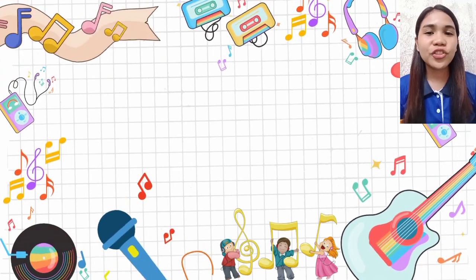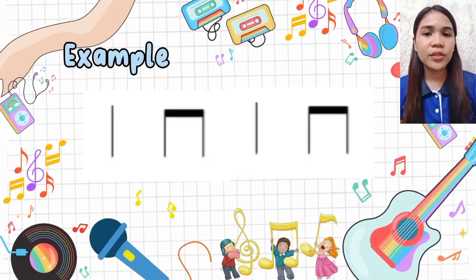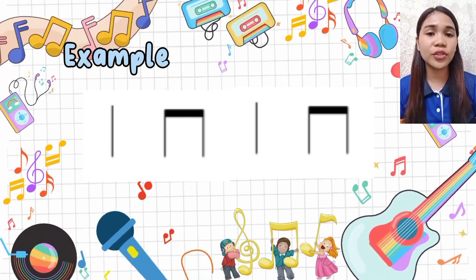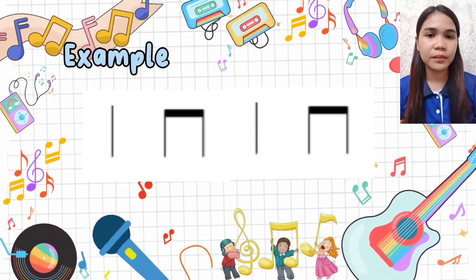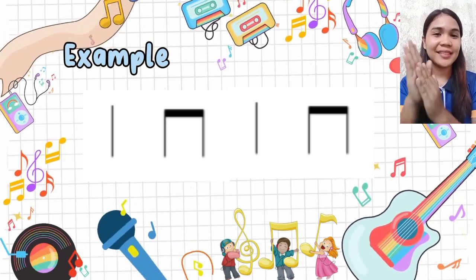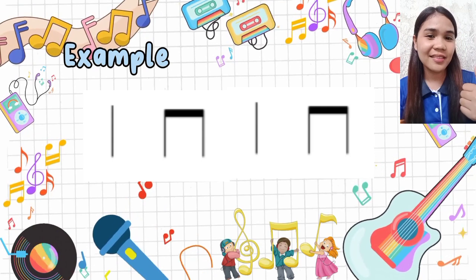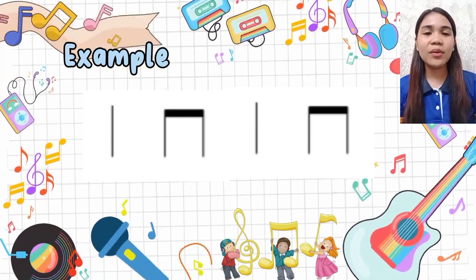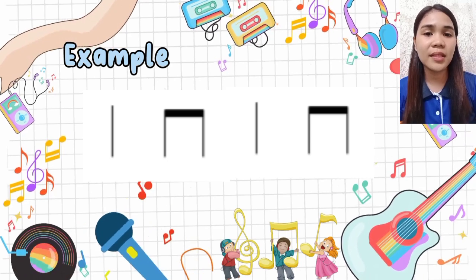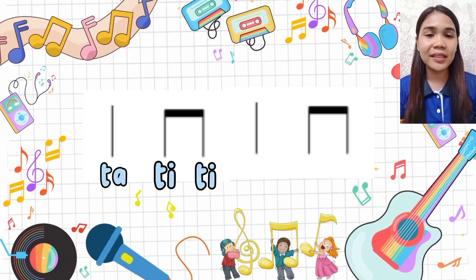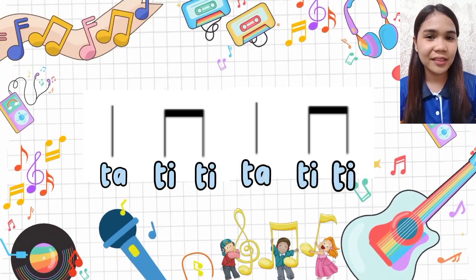Now, let's try this example using a clapping pattern. The example is showing on the screen. Get it? Okay, now let's read it with the rhythmic syllables we have. Ta, ti, ti, ta, ti, ti.